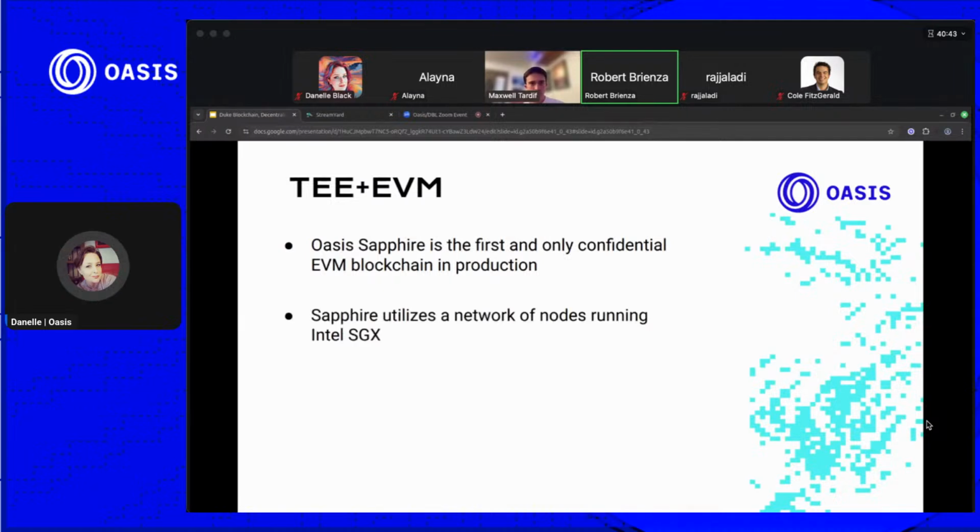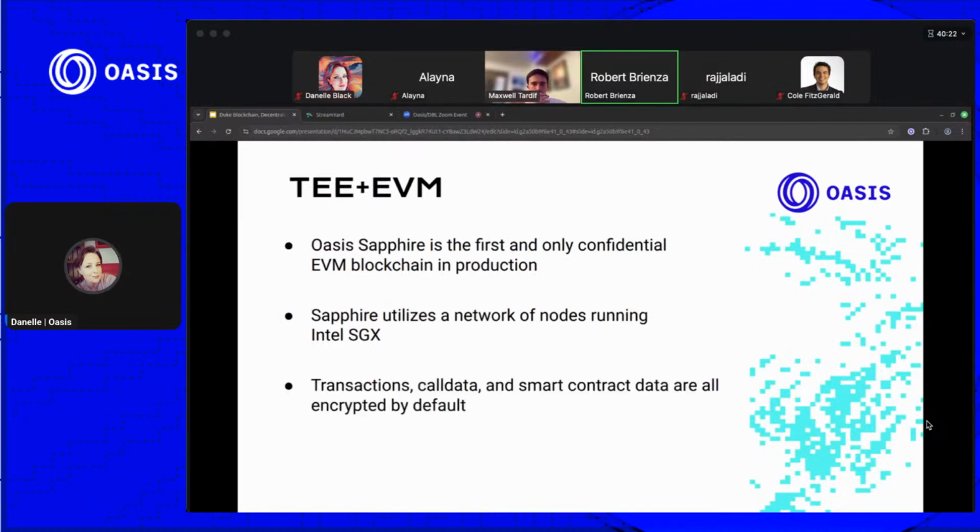And basically the way it works under the hood is that you have this network of nodes, and it's running Intel SGX, which is this technology I explained very briefly earlier. This is basically a bunch of nodes that all have the same kind of hardware, and by performing computation together, they can come to consensus in a confidential manner. So what you get out of that is that transactions, call data, and even smart contract data itself can all be encrypted by default.